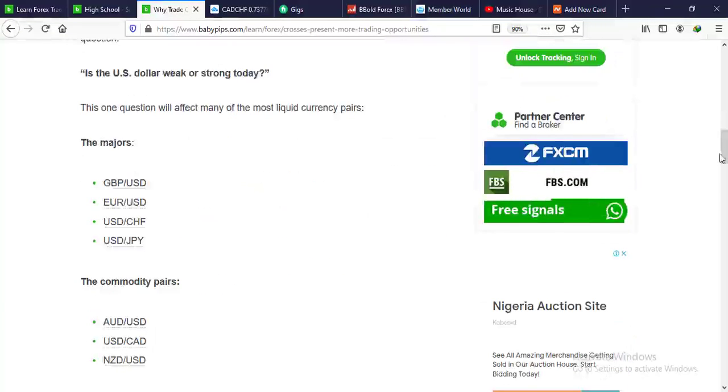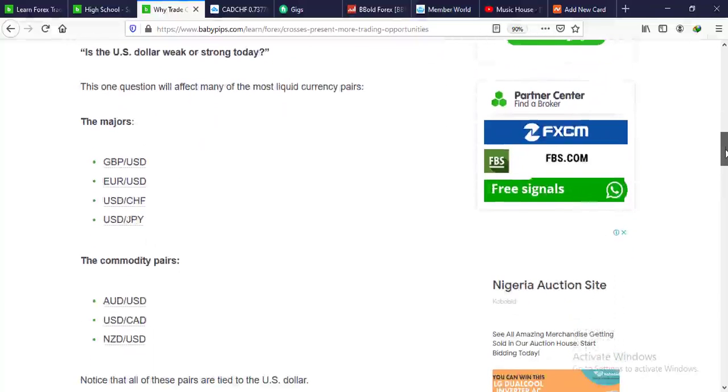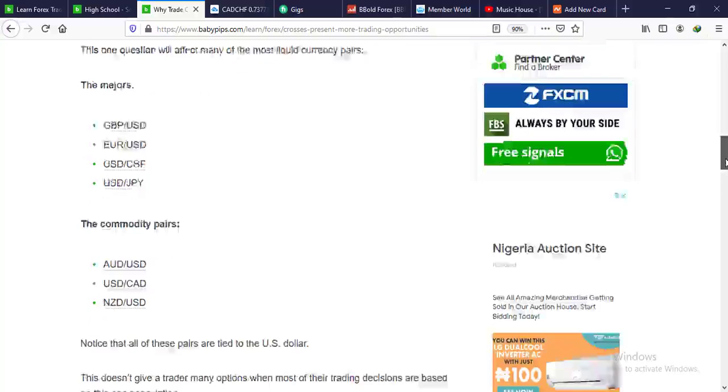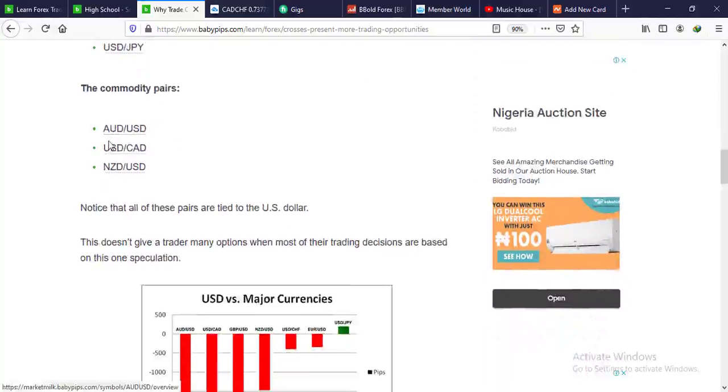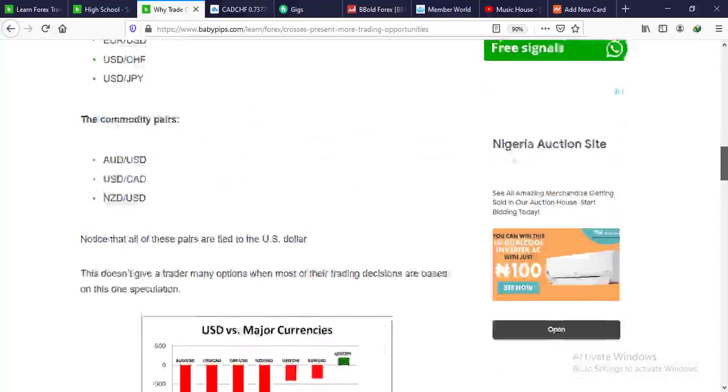Now, is the US dollar strong or weak today? Traders ask this question in order to know which position to take. If the US dollar is strong, then you know that GBP/USD and EUR/USD are going to be weak. So here are the major currencies: GBP/USD, EUR/USD, USD/CHF, USD/JPY. They are the major currencies. Then we have commodity pairs, and they are AUD/USD, USD/CAD, NZD/USD. Now notice that they are all tied to the US dollar. This doesn't give a trader many options when most of their trading decisions are based on this one speculation.